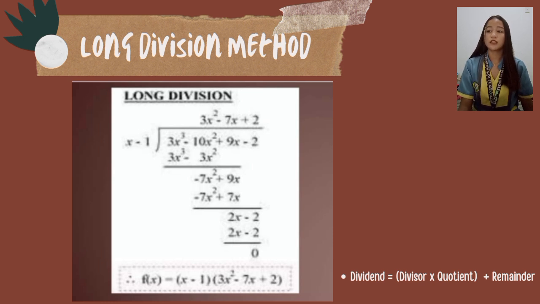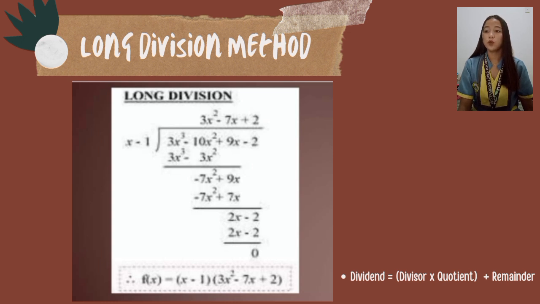We will subtract 3x cubed minus 10x squared minus 3x cubed minus 3x squared. So 3x cubed minus 3x cubed is 0. We no longer need to write the 0 because it has no value. Then, next is negative 10x squared minus negative 3x squared, which is equal to negative 7x squared. And after subtracting, we will do the bring down. So, we will bring down the positive 9x.